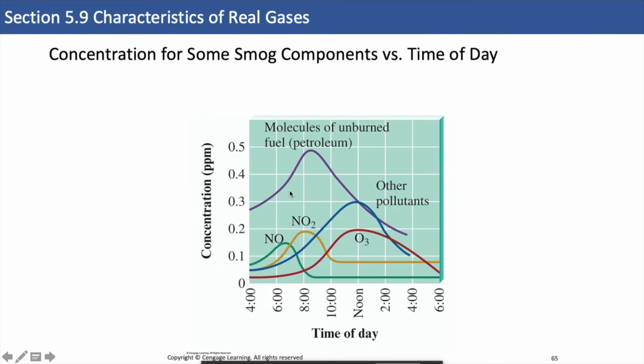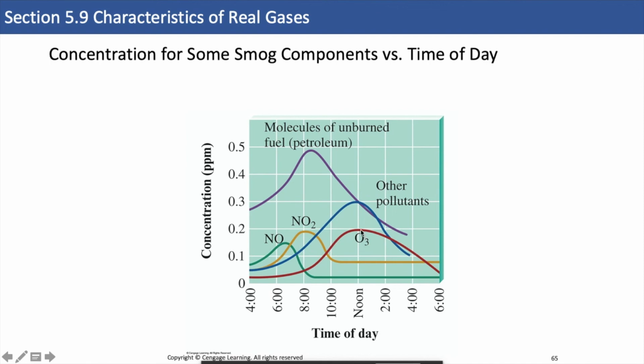Depending on the time of day, this is kind of interesting. Smog peaks at different times of the day. Obviously, at night there are not as many petroleum molecules because there aren't a lot of people driving, but it starts to get really bad as people go to work, right at around 8 o'clock. Notice that some of these other pollutants peak at different times. Nitrogen oxide and nitrogen dioxide peak in the morning also.